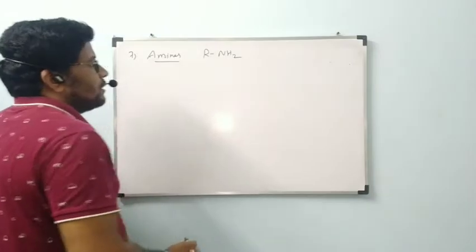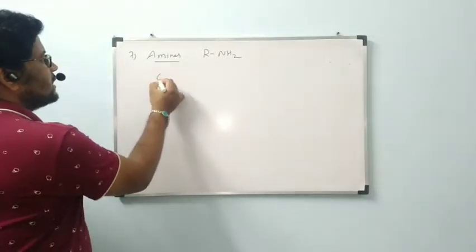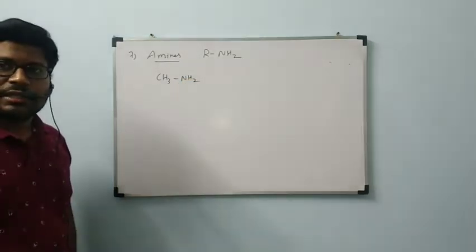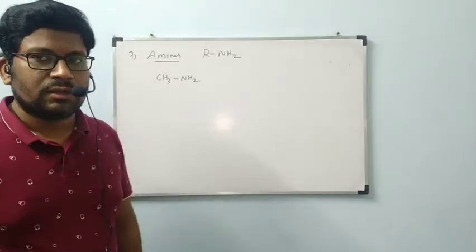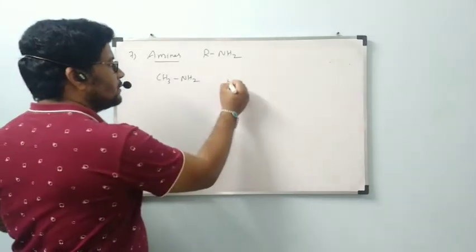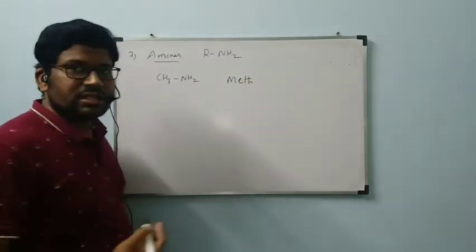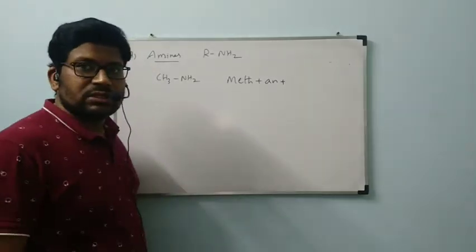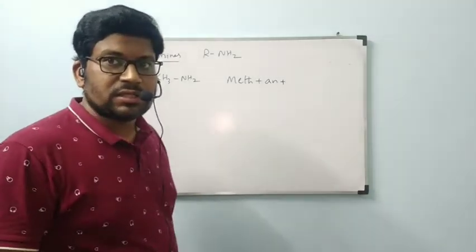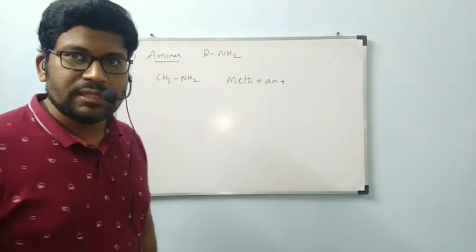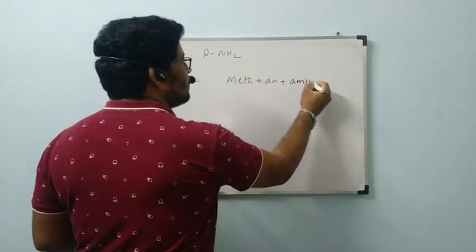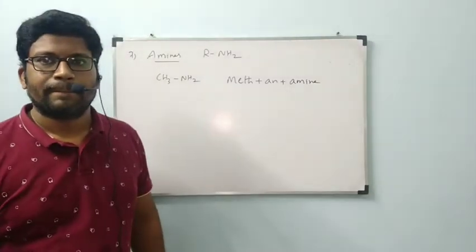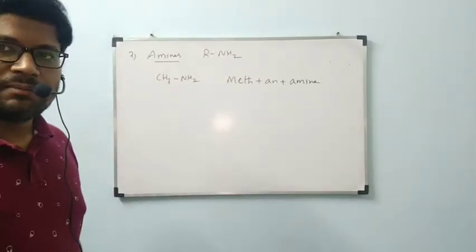Now let us see the first example, CH3NH2. How many carbons does this compound contain? One carbon. One carbon is root word meth. All are single bonds only. What is the functional group we have? NH2. If NH2 is the functional group, what is the secondary suffix? Amine. Now the name of this compound is methanamine.